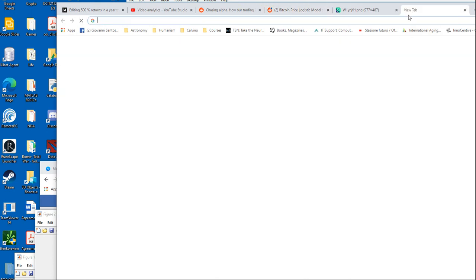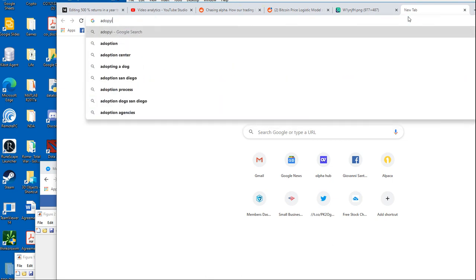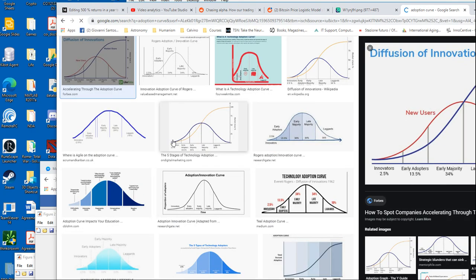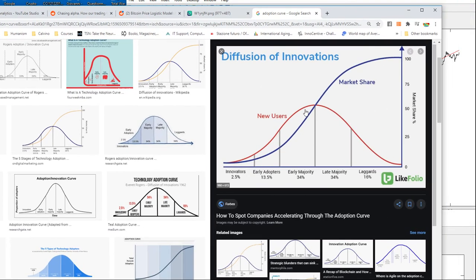And I can show you something, the adoption curve. Right, so this S curve, and this other graph, this red curve, is the distribution. So basically, how many people are using the system. It could be a particular innovation, a technology.